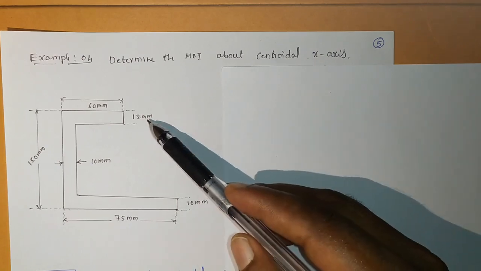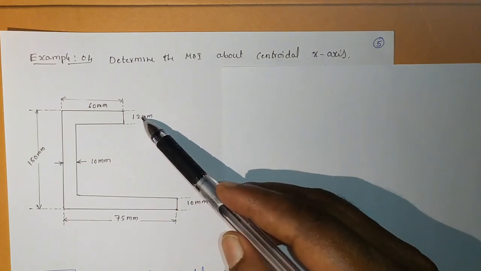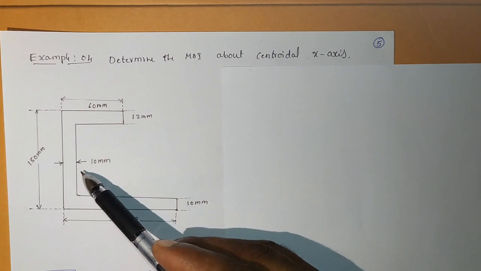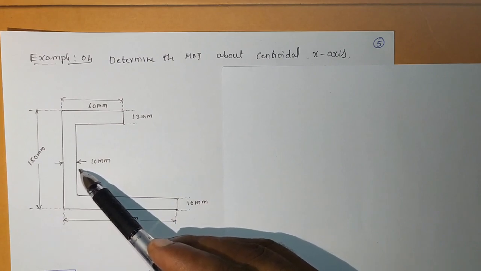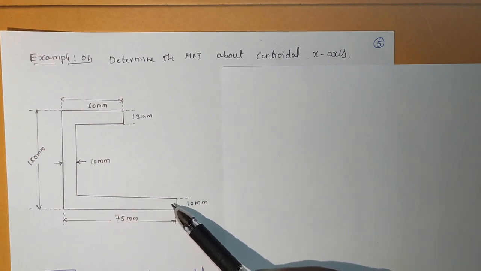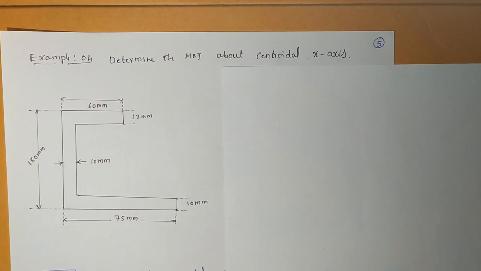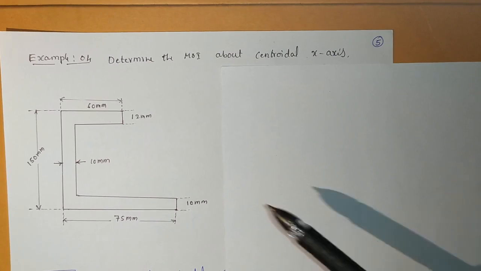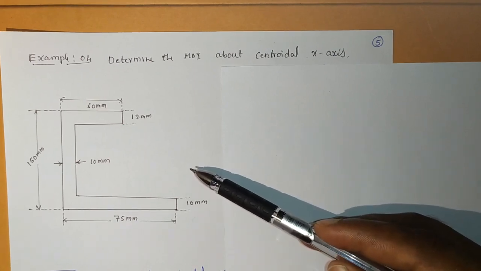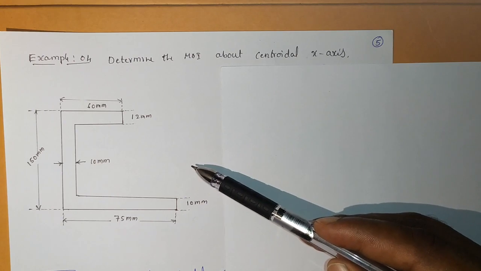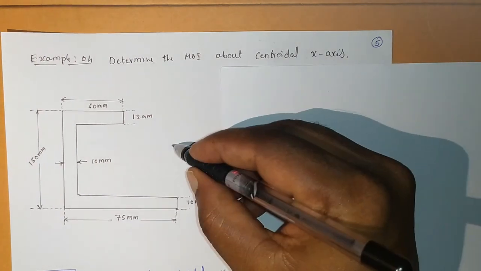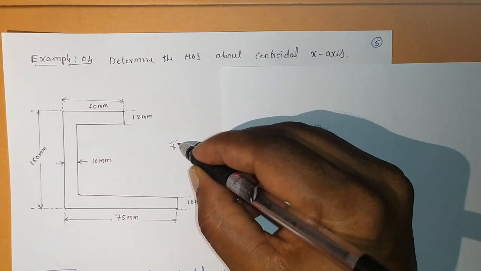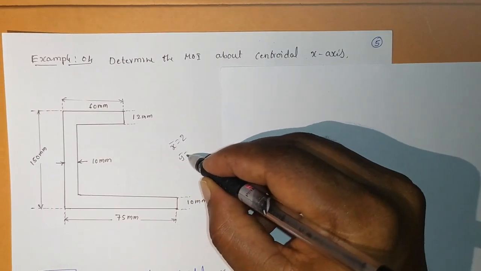Here the thickness is not constant. The thickness of the flange is 12 mm, the thickness of the web is 10 mm, and once again the thickness of the bottom portion of the flange is 10 mm. This channel section is neither symmetrical about the horizontal axis nor about the vertical axis. For this one we have to find out both x bar and y bar.